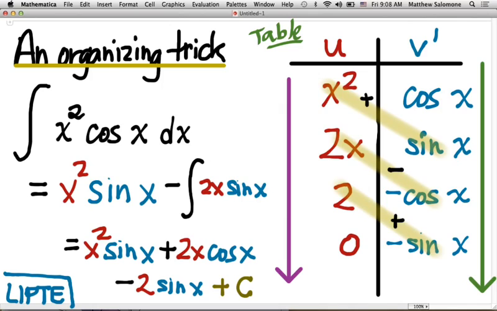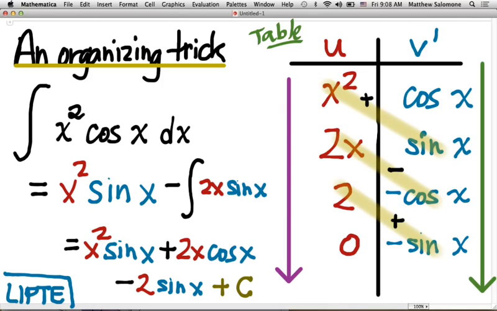But if we're starting with a polynomial like x squared, eventually you're going to get to 0. And so there's no need to stop. Just keep going until you would have gotten to that 0. And then just put alternating signs, starting with plus, then minus, then plus, and so on those diagonal lines. And the products along those diagonal lines form your antiderivative.